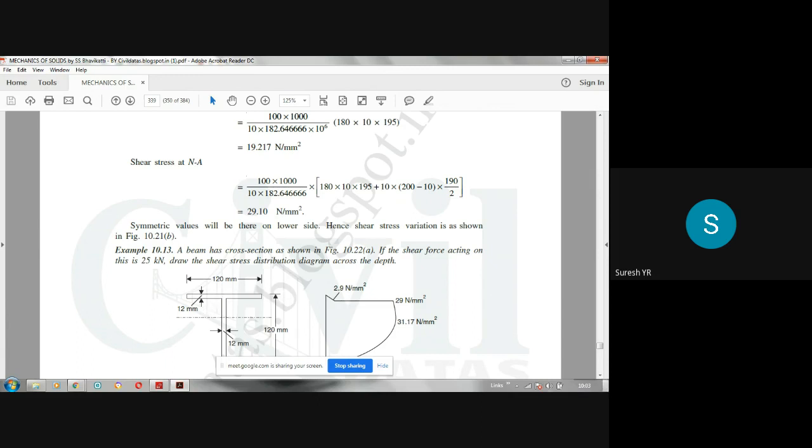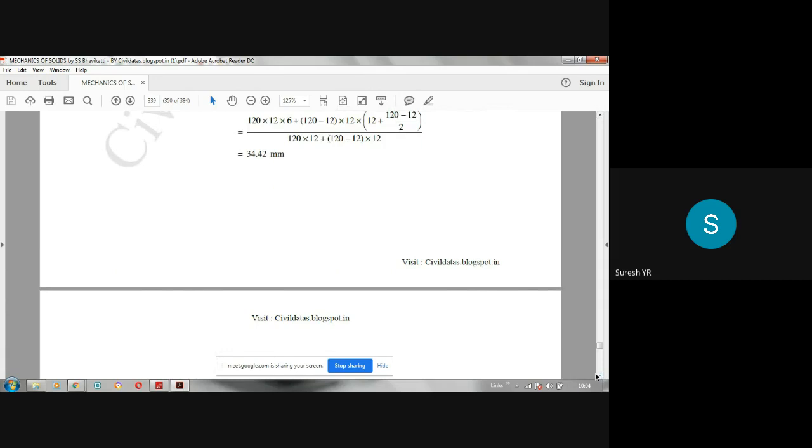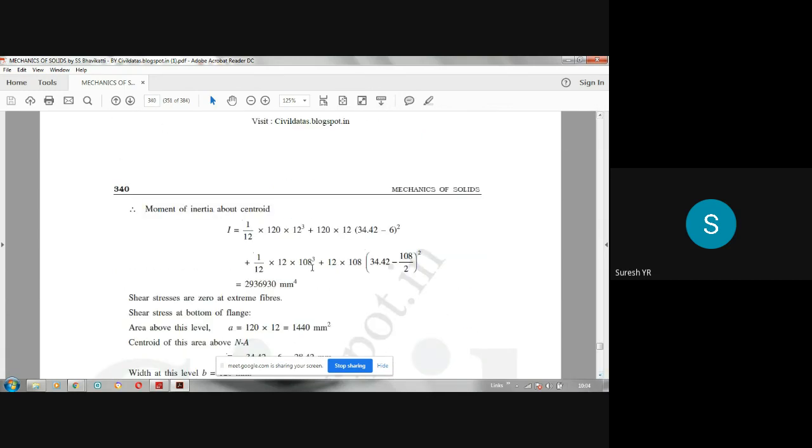120 into 12 cube divided by 12 plus area, which is 120 into 12, into the distance of CG of the top flange from the neutral axis. So this is 34.42. Just now we have found out that it is 34.42 minus 6, because the CG is here. So 34.42 minus 6, square of that. So that is the I value of the top flange. Only one flange is there here. See here, bd cube by 12 plus 120 into 12 into (34.42 minus 6) whole square. This is for the flange portion.